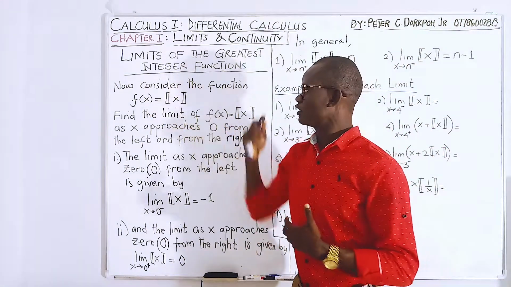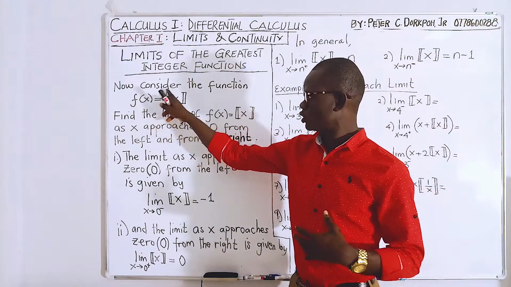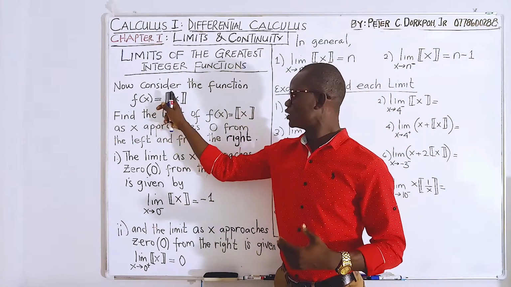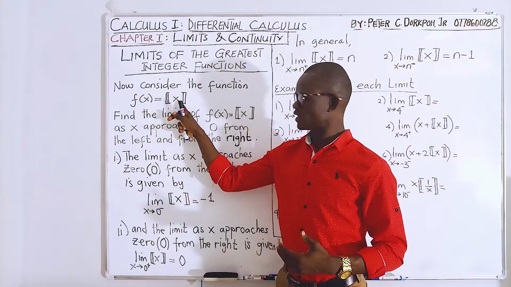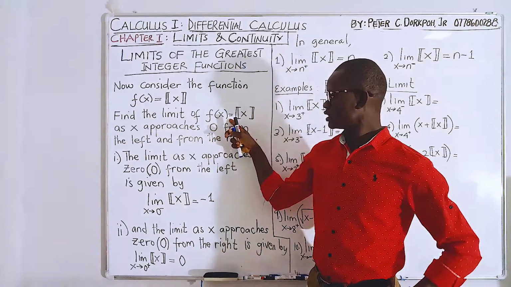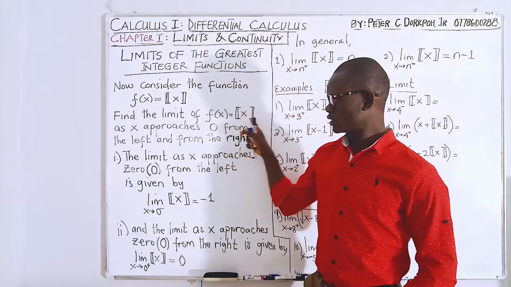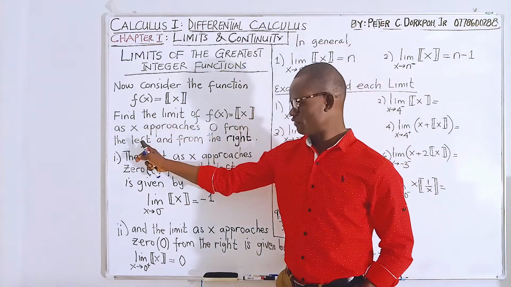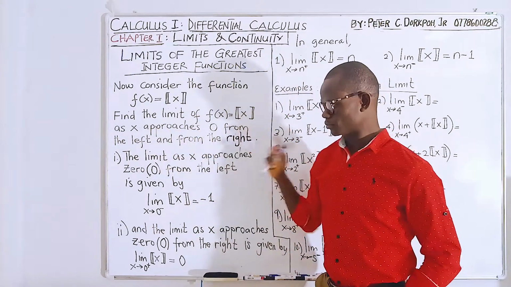We said consider the function f of x equals the greatest integer of x. Remember, this is read as the greatest integer of x. We want the limit of f of x equals the greatest integer of x, as x approaches 0 from the left and from the right.